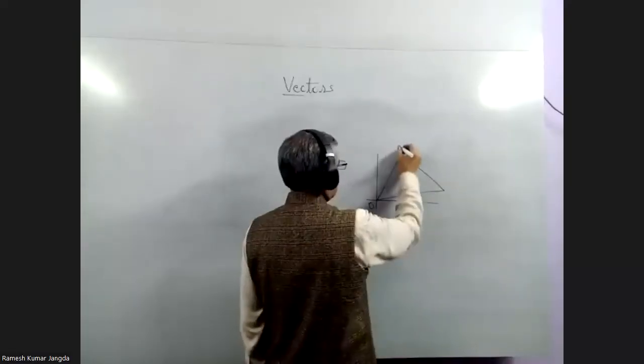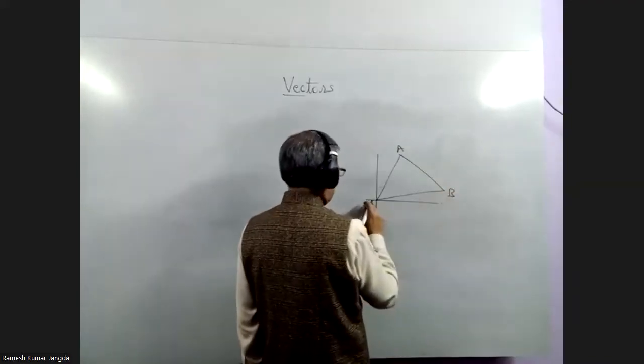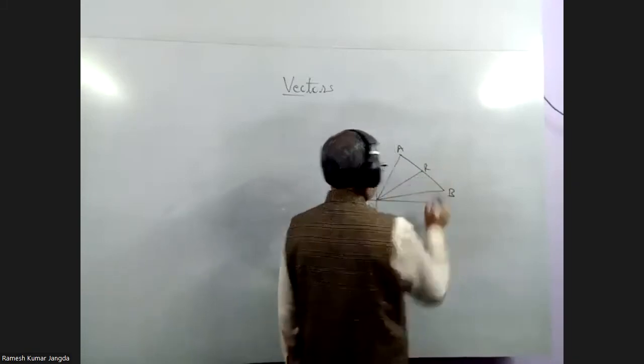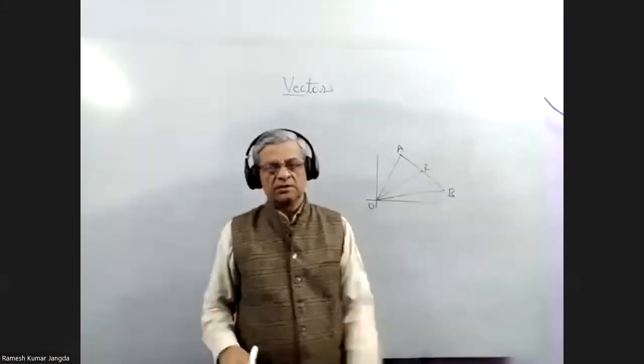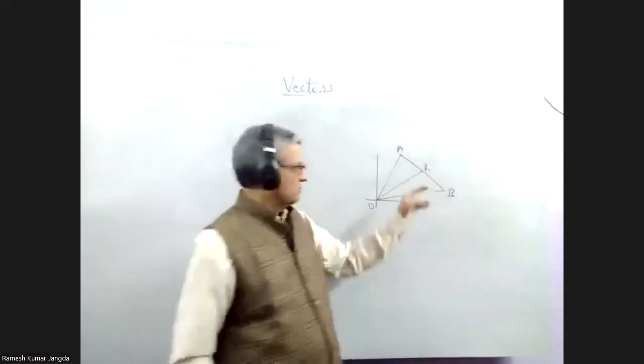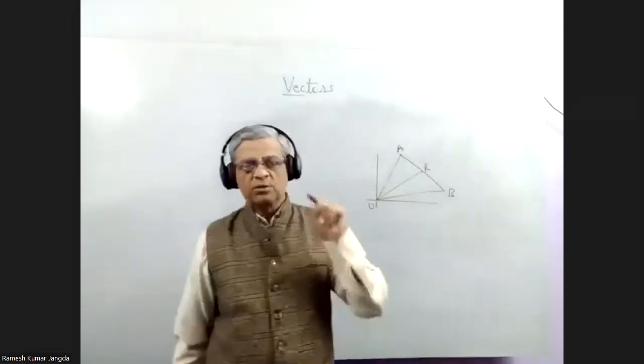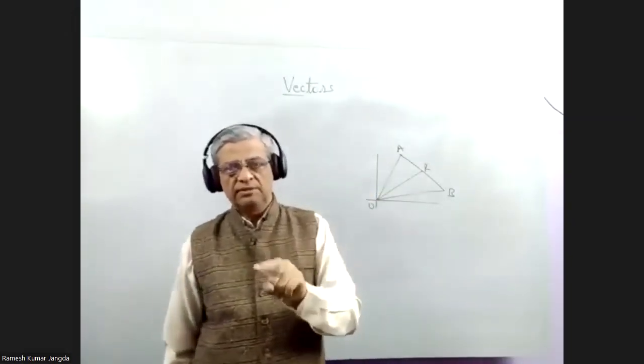This is OAB. This is a triangle. And I say OR is a median. R is the midpoint of A and B. So, in which ratio does R divide AB? Half and half. 1:1.